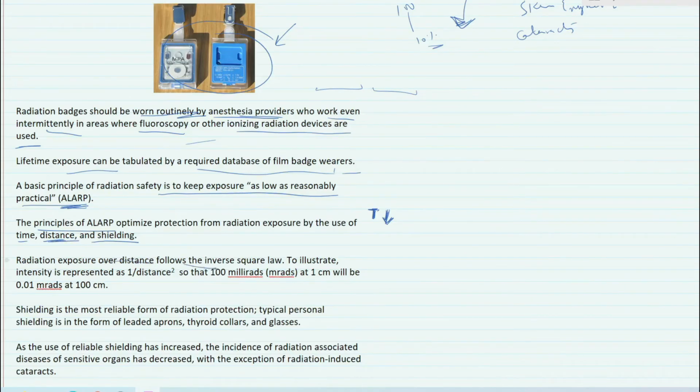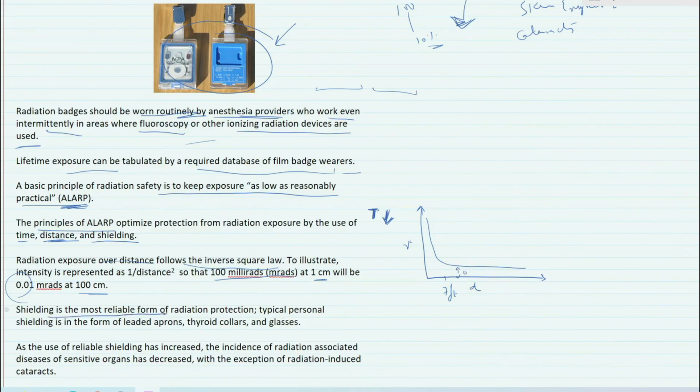Radiation exposure over distance follows the inverse square law. And what does this inverse square law mean? It means that over a distance, radiation of any sort, I'm going to term it with R, quickly decays, right? So let's say, for example, if it is 100 millirads at 1 centimeter, at 100 centimeters it would be only 0.01 millirads. So it will quickly decay. In terms of fluoroscopy, if it is being used at about 7 feet, it would become almost zero.